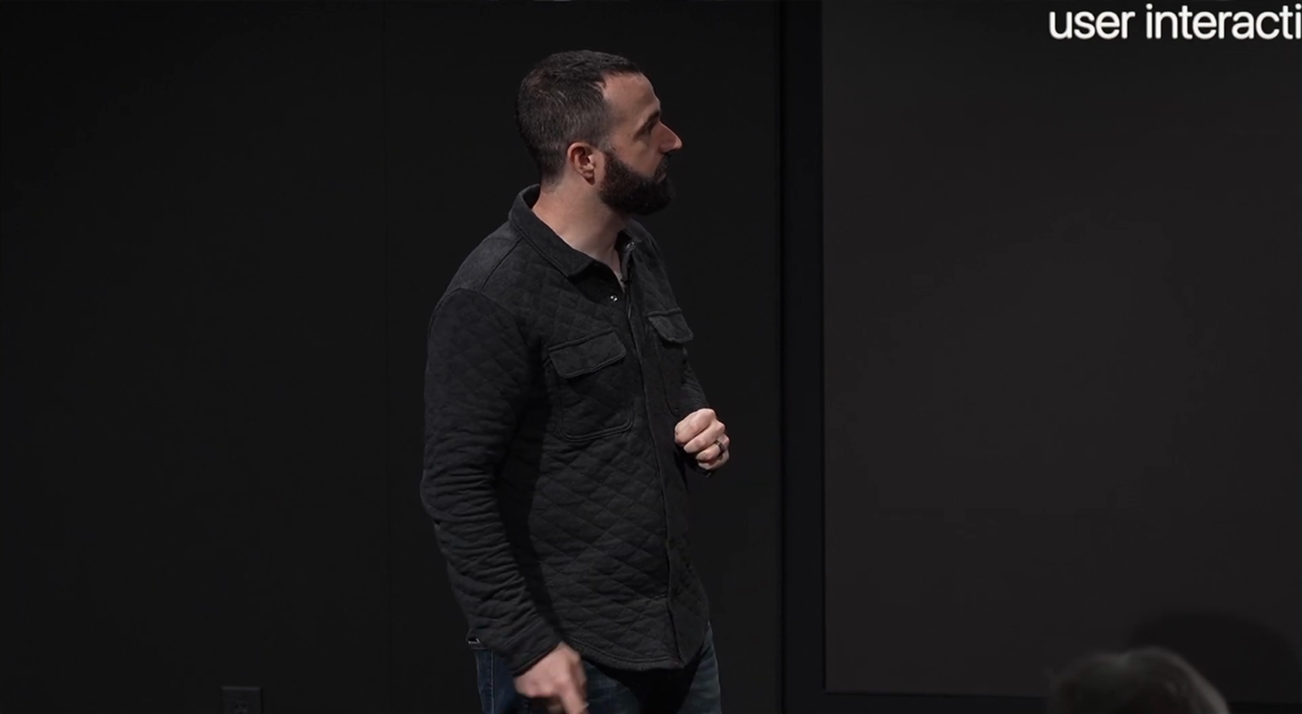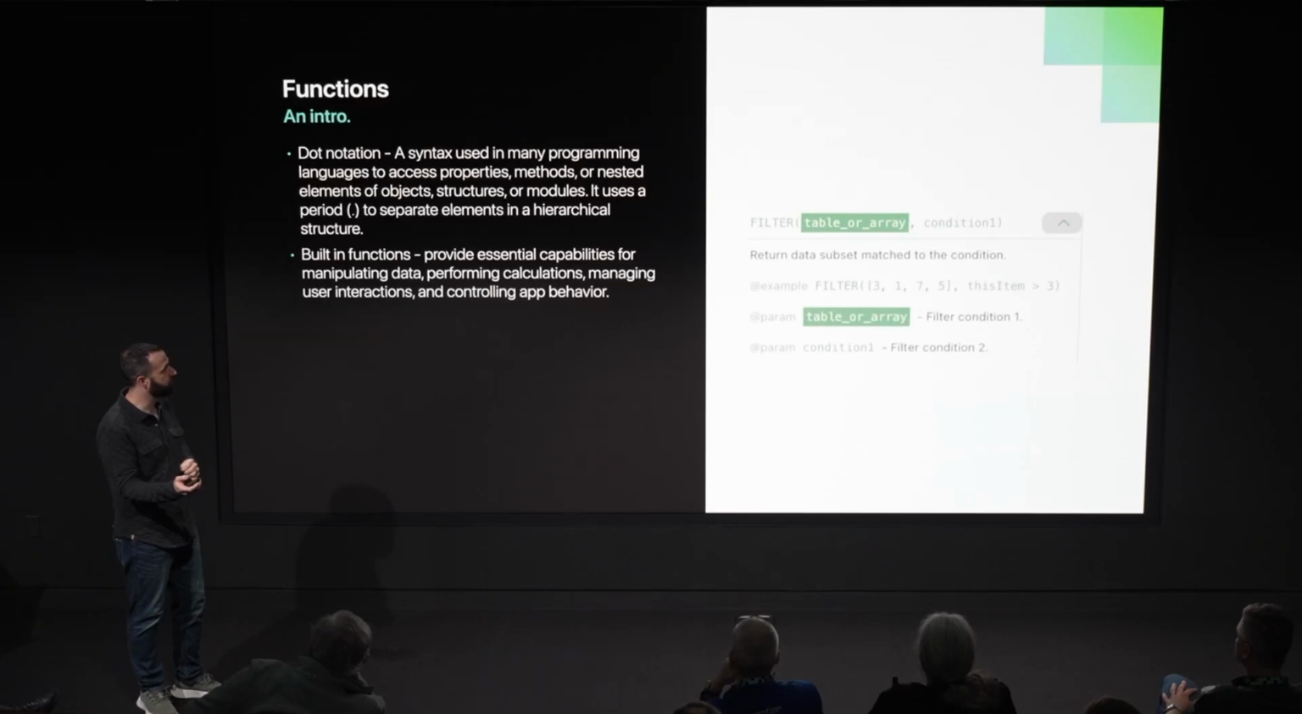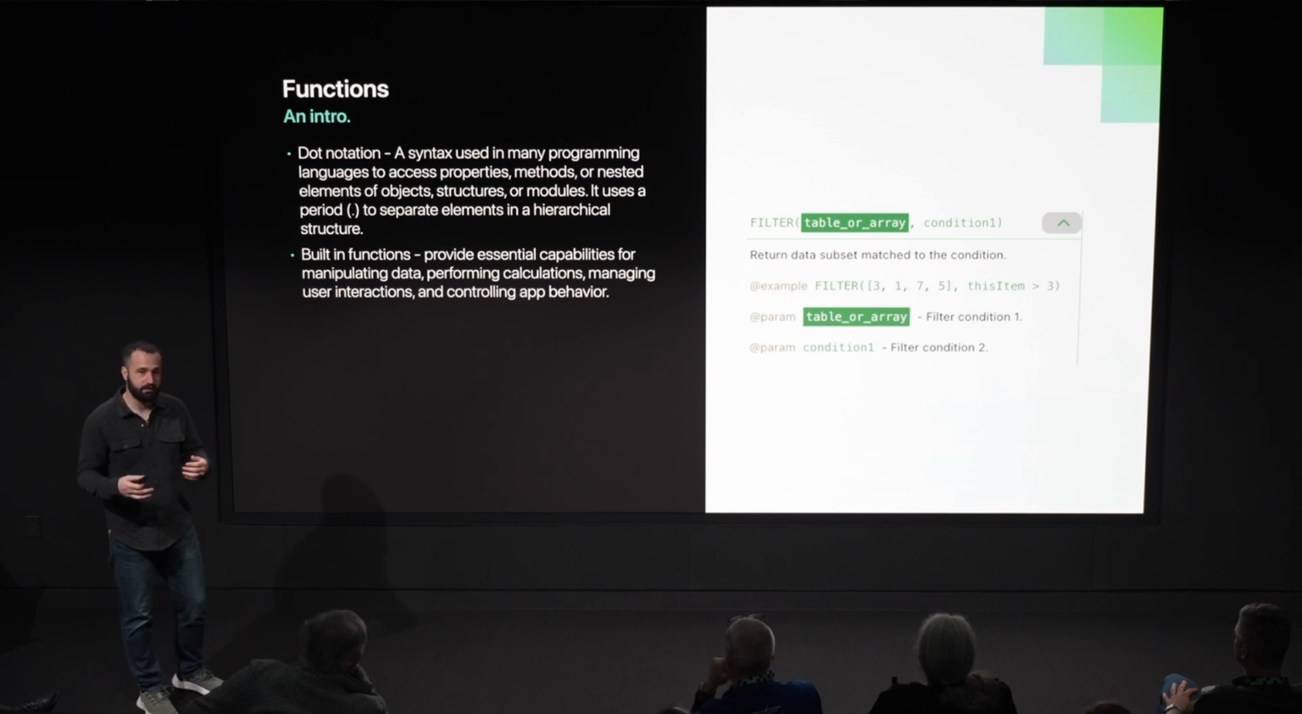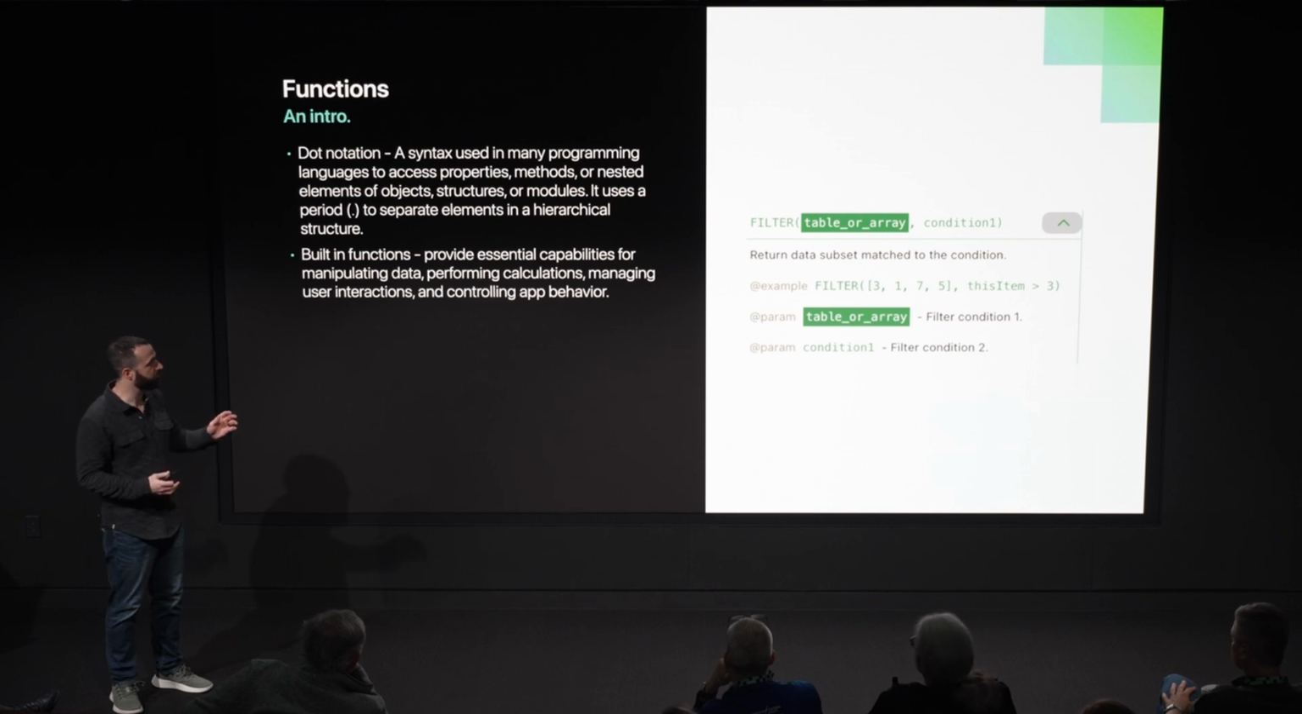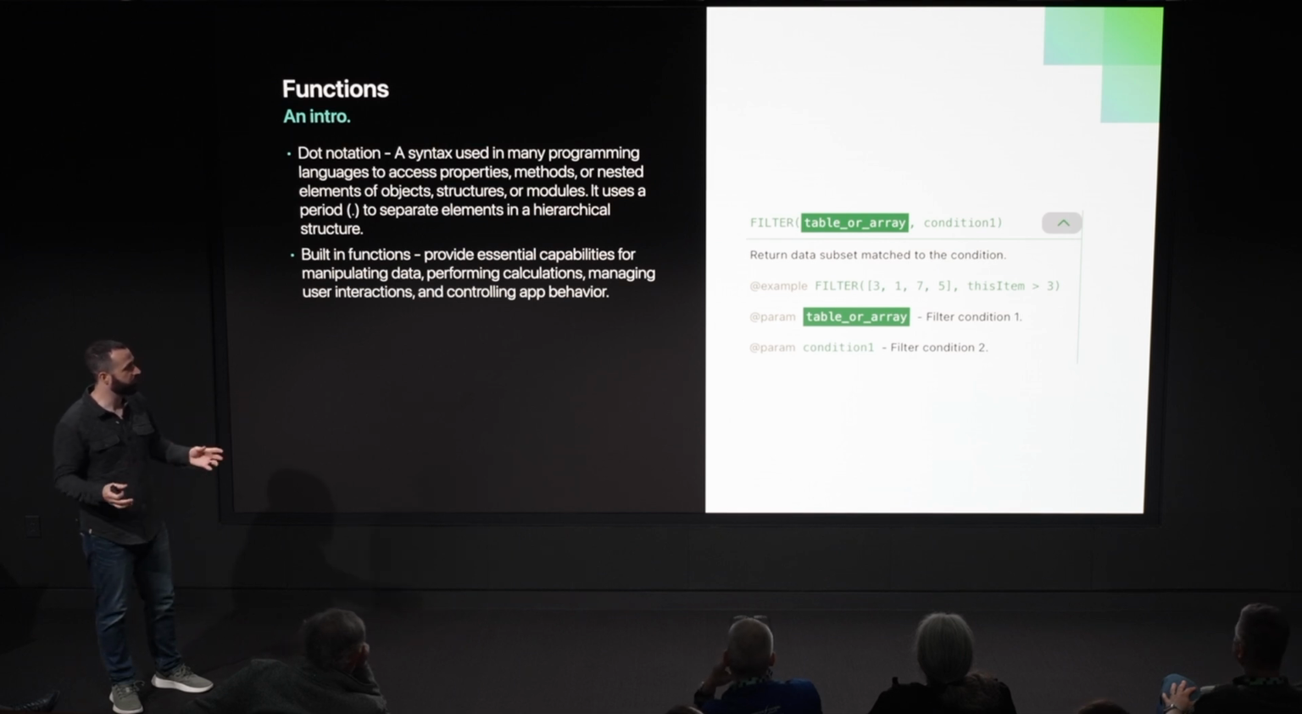But I want to drill into a couple of these functions. Ones that took me a little while to get my head around, and once I did, it opened up some really interesting possibilities. The first is this filter function. It takes two parameters, a table or an array, and then a condition. And so what this is doing is returning a data subset based on a condition that you provide.